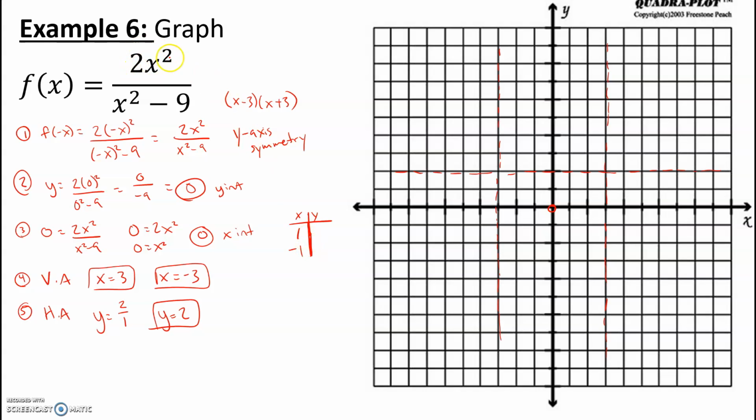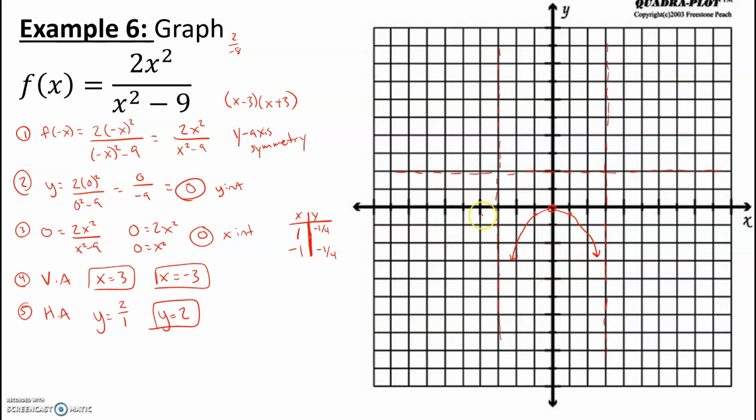If you plug in 1, you got 2 times 1 is 2. And 1 squared is 1, minus 9 is negative 8. So you got negative 1/4. To be honest, you're going to get the same thing here, right? Because as soon as you square that negative, it becomes a positive again. So we're also going to get negative 1/4 here. So we've got 1, negative 1/4 and negative 1, negative 1/4. And we're going to see that graph. Again, it should have symmetry with the y-axis, so you should see that y-axis symmetry.